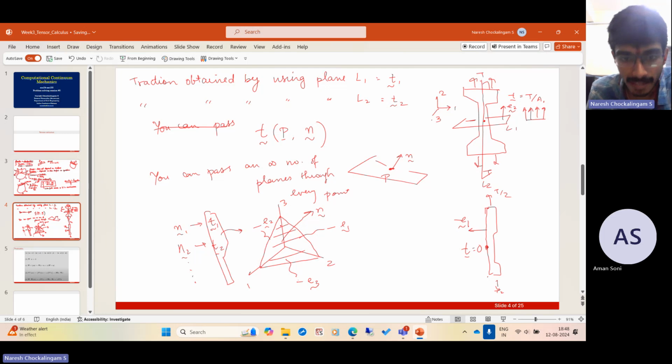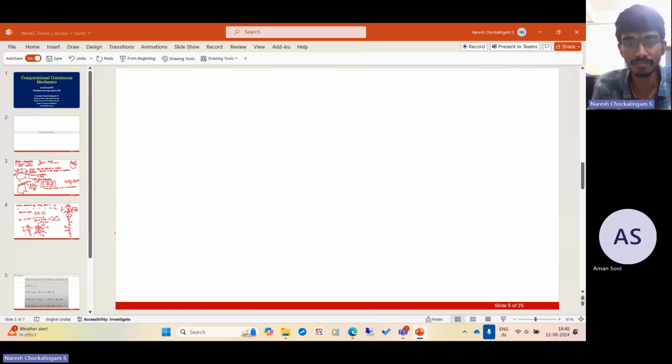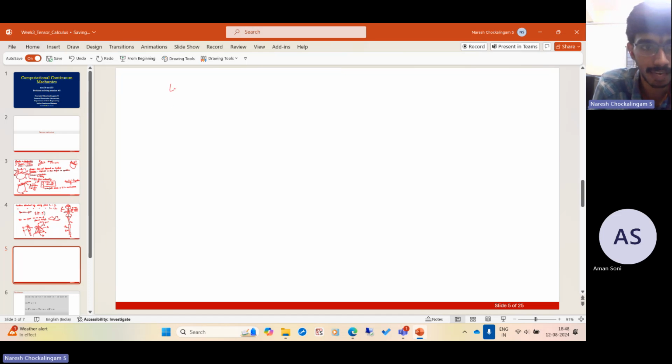So as you shrink the volume of this tetrahedron, what happens is on each of these planes you can have a traction. Say on the plane with normal e1, you have traction t1. On the plane with normal e2, you have traction t2, and on the plane normal to e3, you have traction t3. And suppose you have traction t on the plane with normal n.